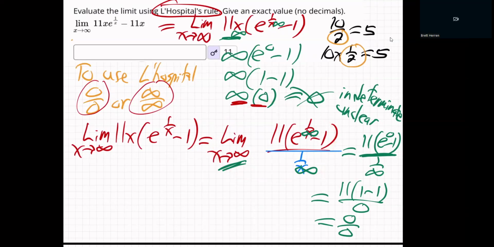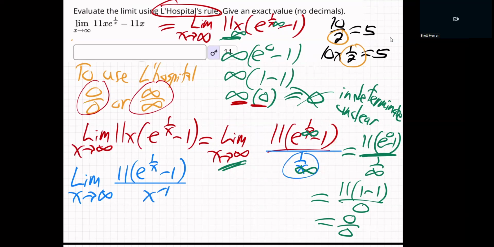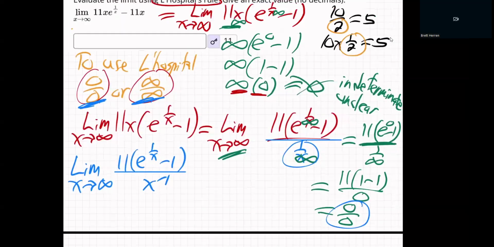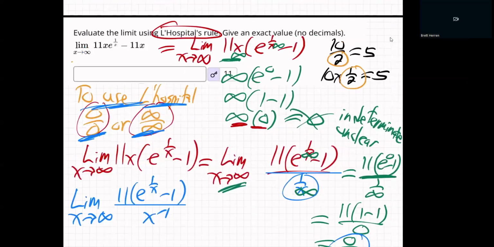So now I'm going to write the limit as x goes to infinity of 11 times e to the 1 over x minus 1, over x to the minus 1. That's 1 over x, right? Why am I doing that? Because in that form, we've already proven that's 0 over 0. And when you get something into a form that's coming out 0 over 0, you're allowed to use L'Hôpital's rule, which they said in the beginning.